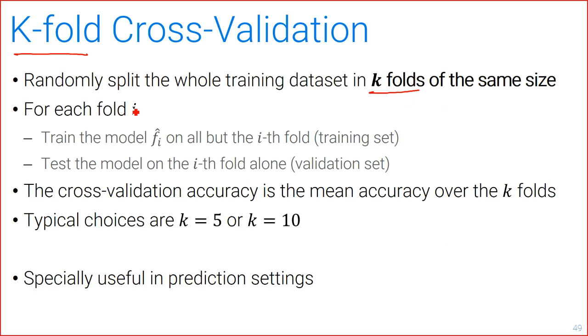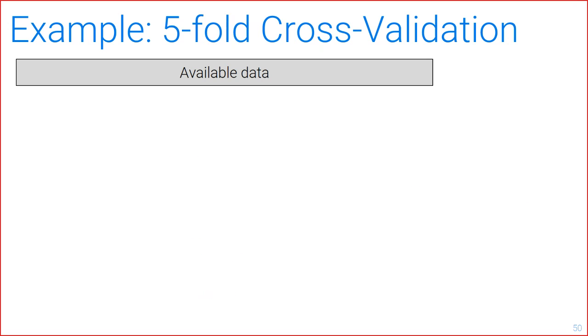And then for each fold, we're going to do the same. We're going to train the model on all data except that one fold. That's going to be the training set. We fit the model, and then we test it on the validation set, which is the fold number i. So the cross-validation accuracy is going to be the mean over those k folds. Usually, again, we choose k equal 5 or k equal 10, something like this. And this is going to be especially useful in prediction settings. Let me give you an example again.